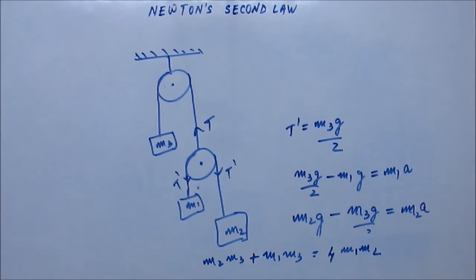Okay, so that's how you do it. Actually you only have one equation in your hand, F is equal to ma, and you have to play around with it. That's it.